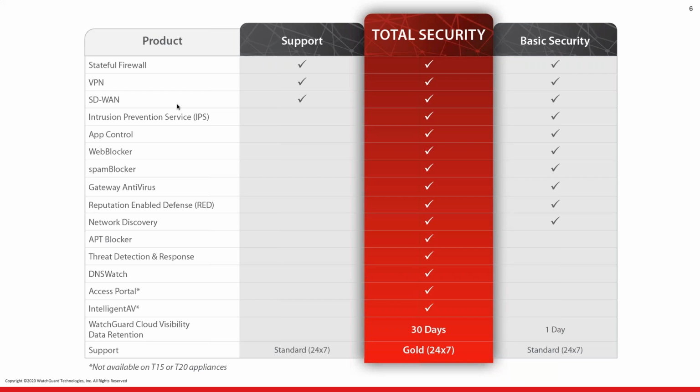And then we have intelligent AV. Again, that's a silence. And then ultimately wrapping up everything, WatchGuard Cloud Visibility. We have 30 days of data retention within WatchGuard Cloud Visibility, and basic security gives us 1 day. Now, I talked to a number of people that say, well, why should I set up a WatchGuard Cloud Visibility if I only have basic?